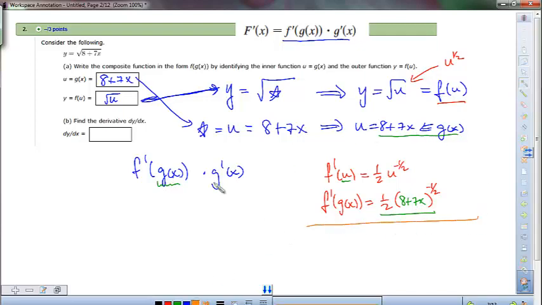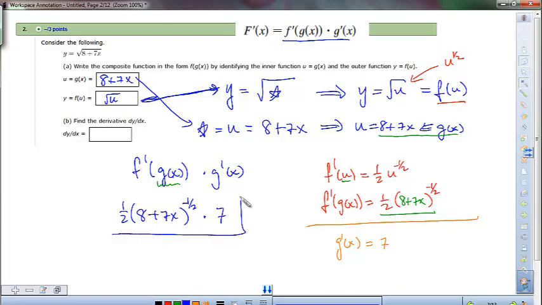The second part is going to be g prime of x, and this is g of x. So the g prime of x is going to be the derivative of this. It looks like it's just going to be 0 plus 7 times 1, or 7. So there is our answer. Our answer is going to be 1/2 times 8 plus 7x to the negative 1/2 power times the derivative of the inside, which is 7. And that is our derivative.